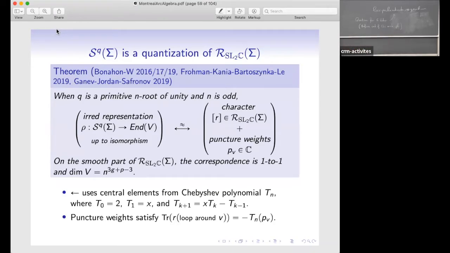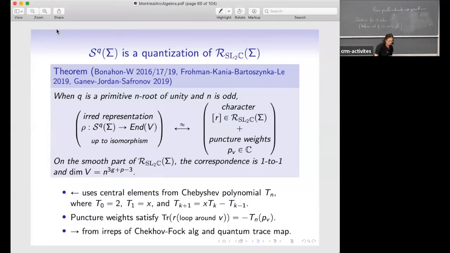These puncture weights have to do with making sure that the loop around the puncture, when you thread it with the Chebyshev, behaves nicely with everyone. Because the puncture loop itself is central, so when you thread it with the Chebyshev, it's also central. So you want to make sure that all works out.